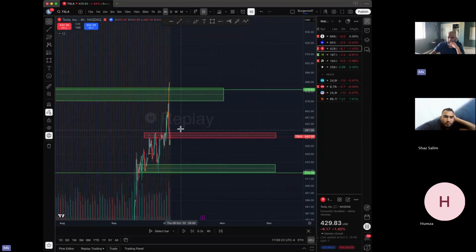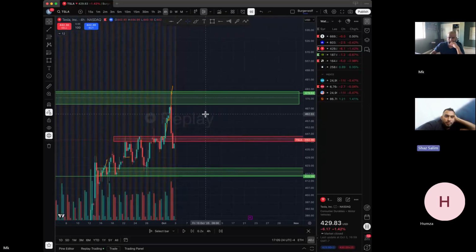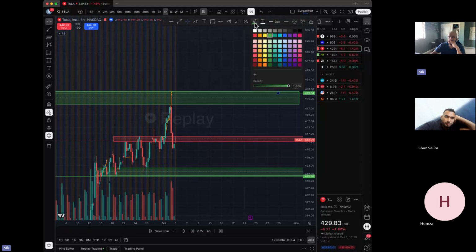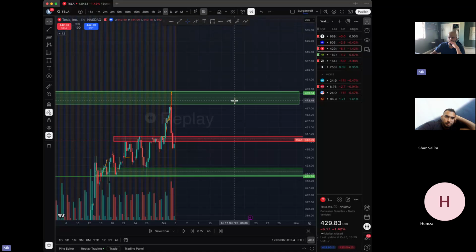So this whole area is a supply zone. Is that called supply zone? Exactly. Supply is on top, demand is on the bottom, just like resistance is on top and support is on the bottom, right? Usually, just to make it easier for my eye, I color coordinate these.